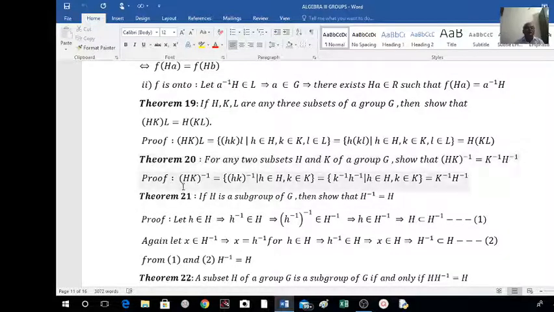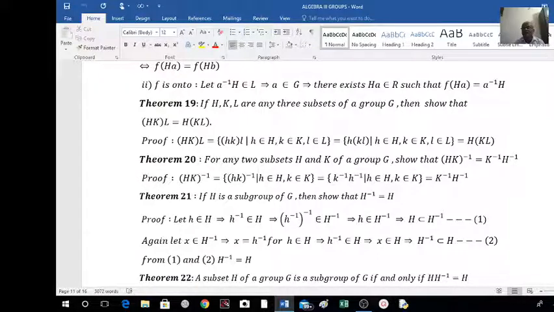Now here consider HK whole inverse. This is the set consisting of all inverses of all the elements of HK. And since AB whole inverse equals B inverse A inverse, this can be written as k inverse h inverse, where h is an element of H and k is an element of K. The first element belongs to the set K inverse, the second element belongs to the set H inverse. Therefore, this set is nothing but K inverse into H inverse.